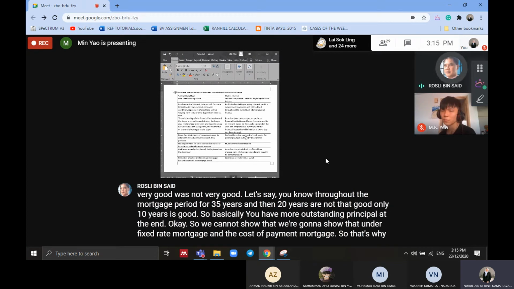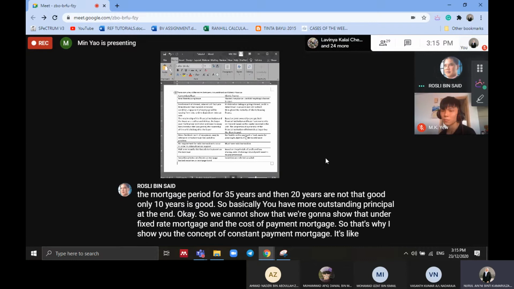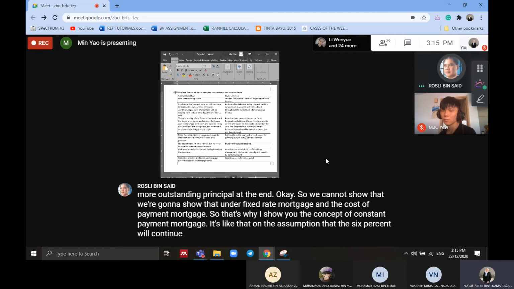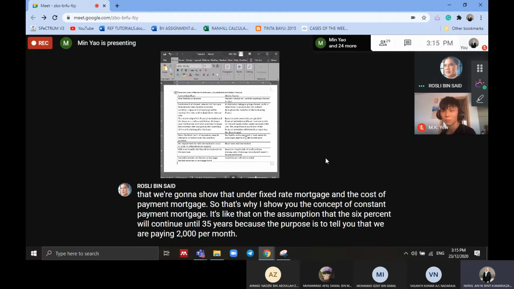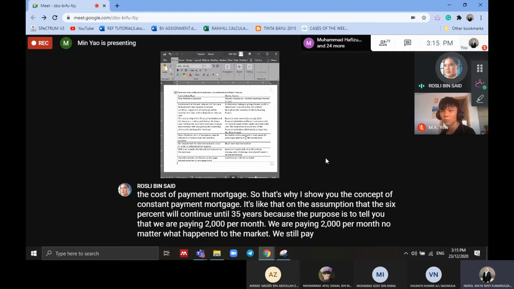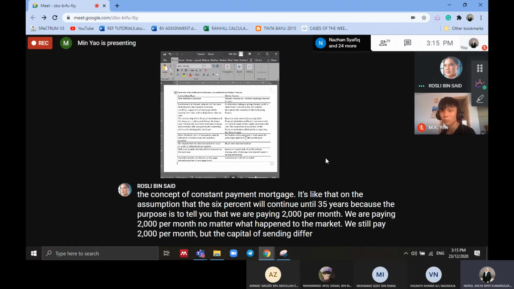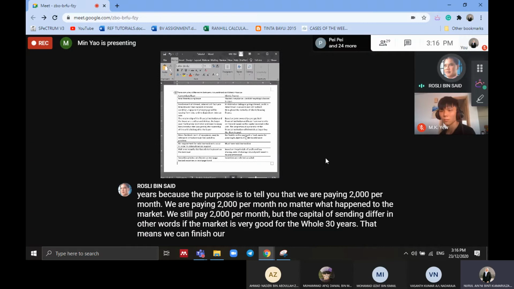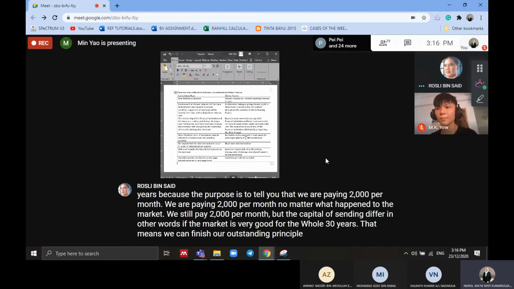So that's why I show you the concept of constant payment mortgage, on the assumption that the 6% will continue until 35 years. Because the purpose is to tell you that we are paying 2,000 per month. No matter what happens to the market, we still pay 2,000 per month, but the capital outstanding differs. In other words, if the market is very good for the whole 30 years, that means we can finish our outstanding principal in less than 30 years. You see what I mean?